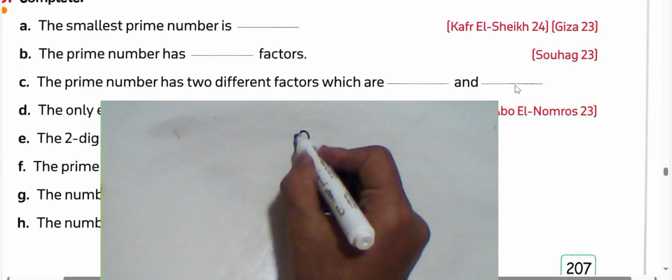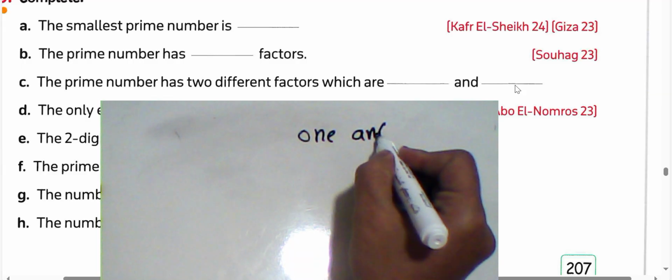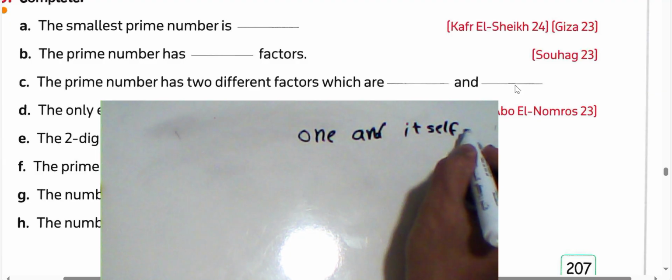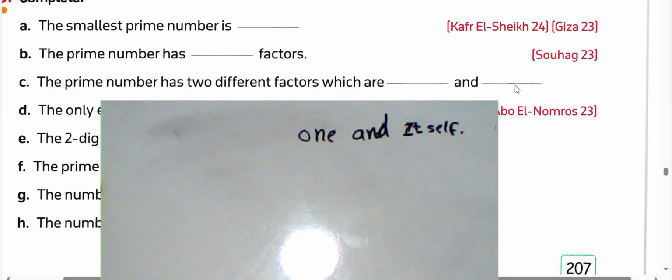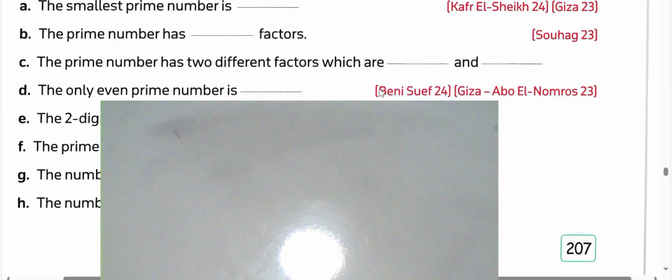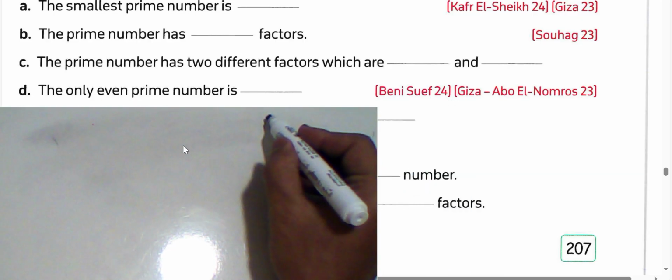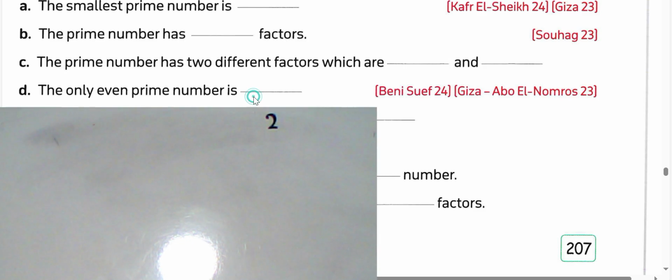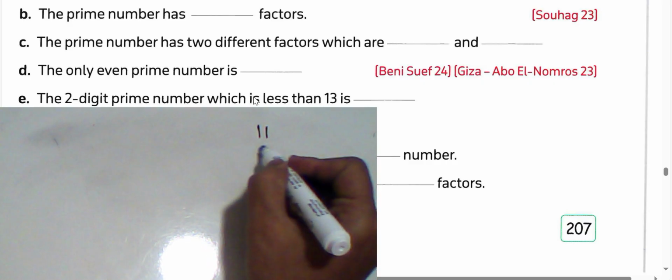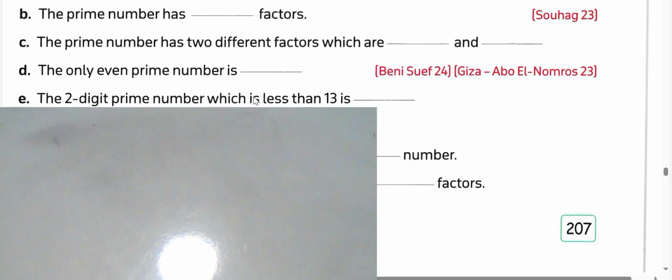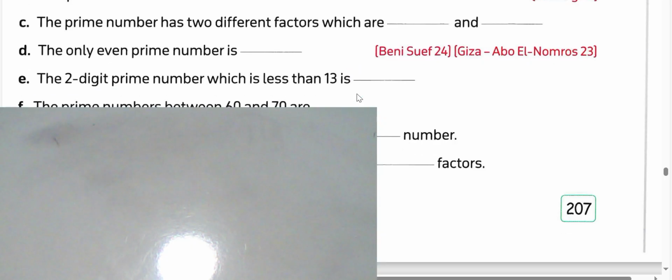1 and itself. Okay, 1 and itself. Next question. The only even prime number is 2. 2 is the only even prime number, divisible by itself and 1 only. The 2-digit prime number less than 13 will be 11. 11 is the 2-digit prime number which is less than 30.